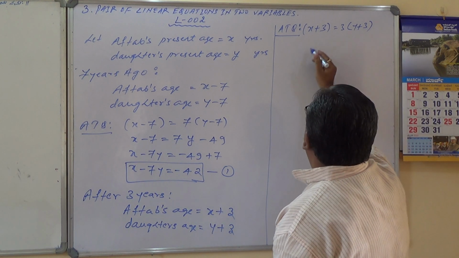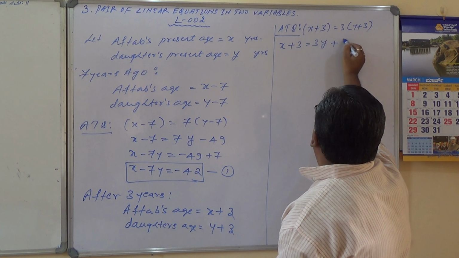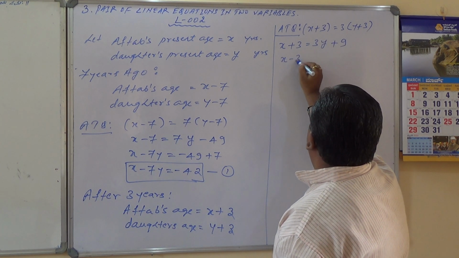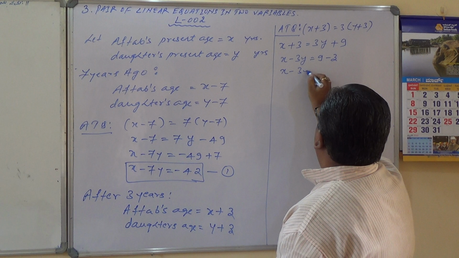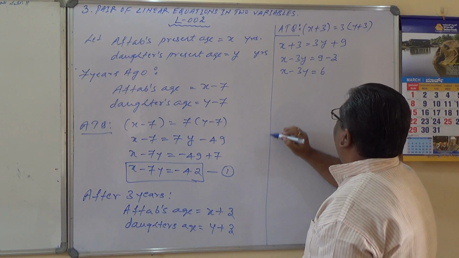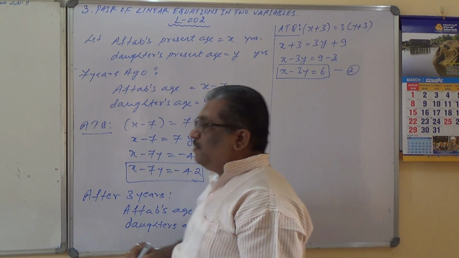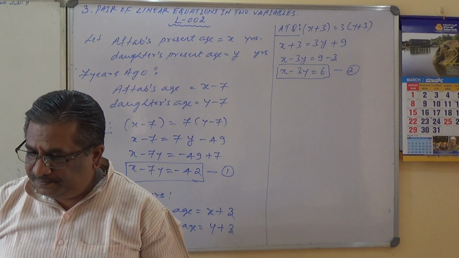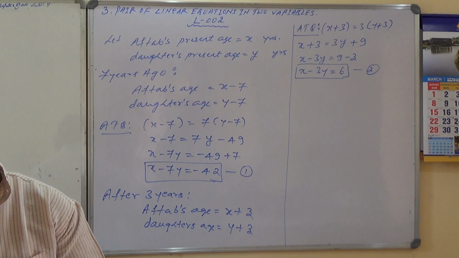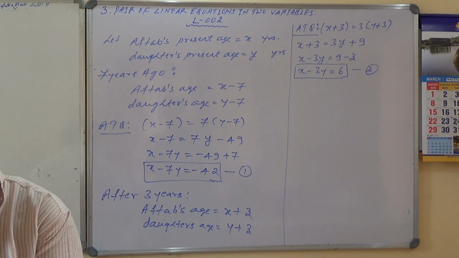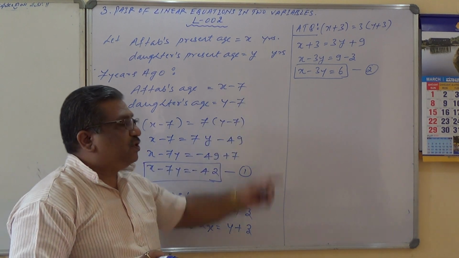Therefore, simplify: x plus 3 equals 3y plus 9, x minus 3y equals 9 minus 3, transposing, x minus 3y equals 6. This is the second equation, x minus 3y equals 6. We have arrived at these two equations.